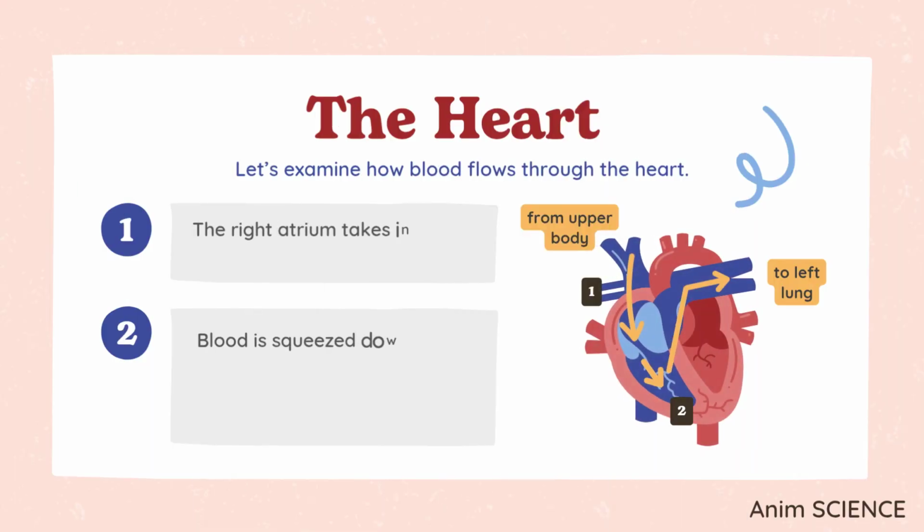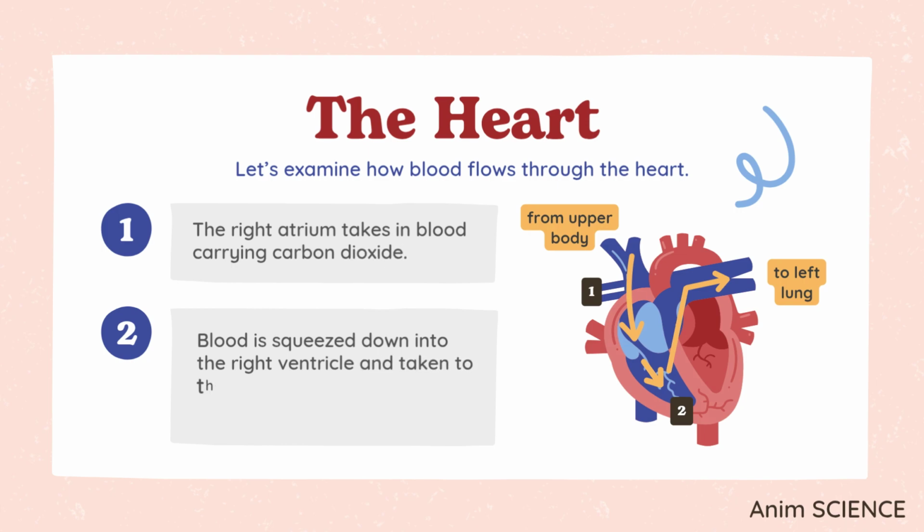Now let's understand how blood flows through the heart, step by step. First, blood that is low in oxygen and rich in carbon dioxide comes from different parts of the body. This blood enters the right atrium of the heart. From the right atrium, the blood moves down into the right ventricle. The right ventricle then pumps this blood to the lungs. In the lungs, an important exchange takes place: carbon dioxide is removed, and oxygen is added to the blood.